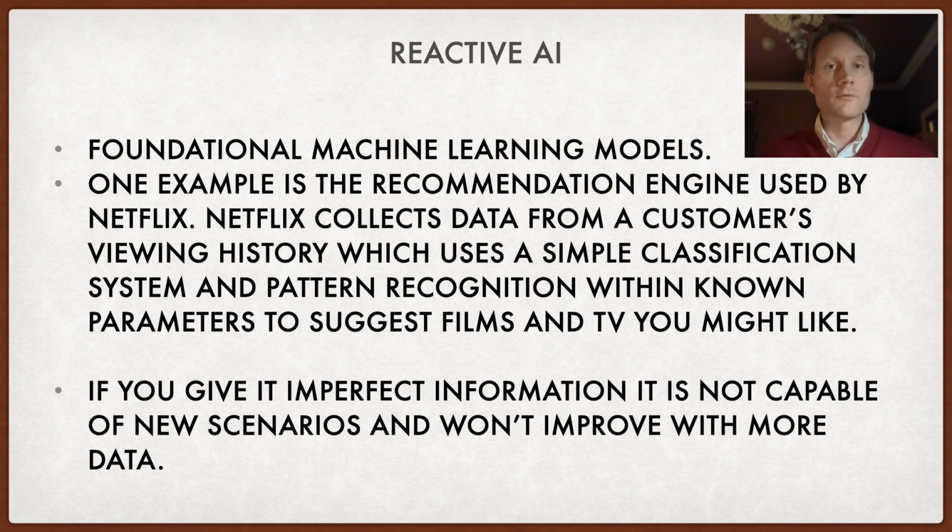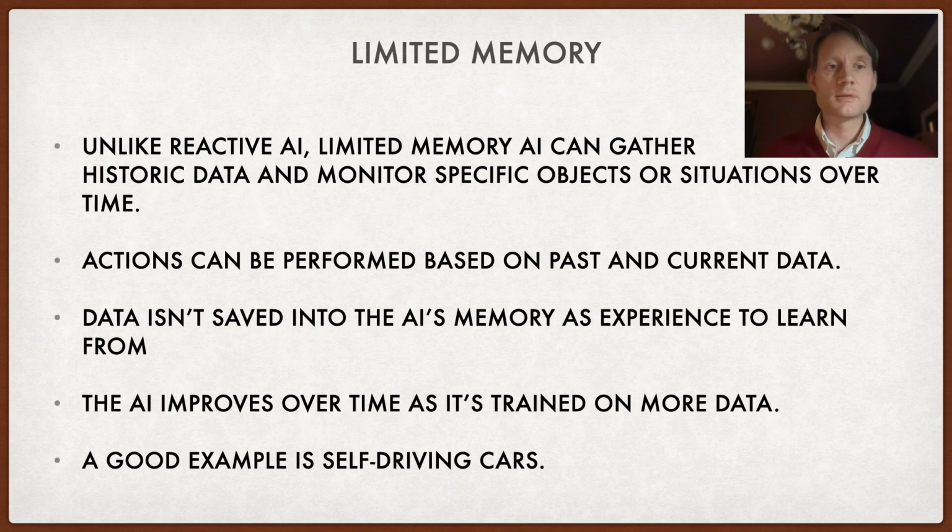And of course, anyone familiar with this will know that this isn't always perfect. So it's got imperfect information as it's not really capable of understanding new scenarios or how your tastes might change based on something you've seen that isn't on Netflix. And it also won't improve with more data. Unlike the second version that we'll be looking at, which is limited memory.